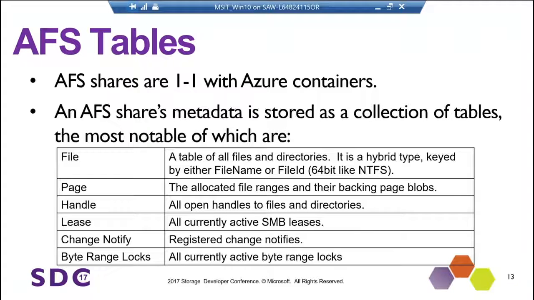Handles are just handles. Leases are SMB leases, which is a buffering optimization. It's a very large optimization, so it's very important to do it. Change notify and byte range locks, and those are kind of the heavy hitters of what you see in terms of the different tables that we use.